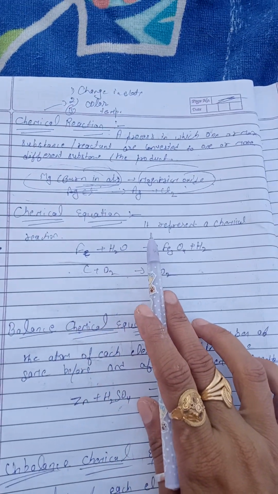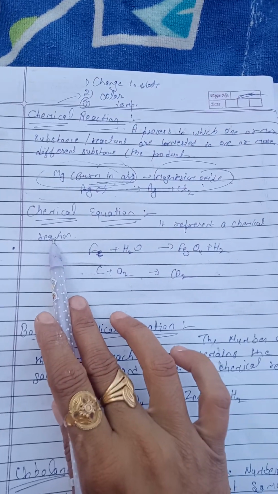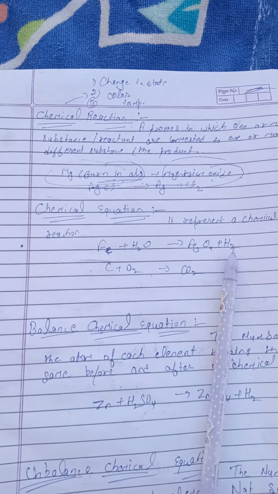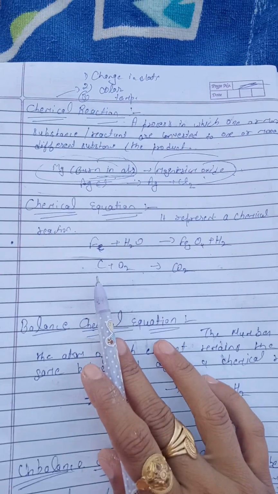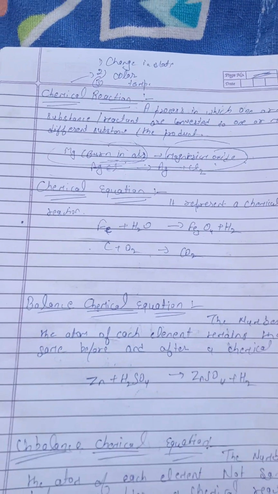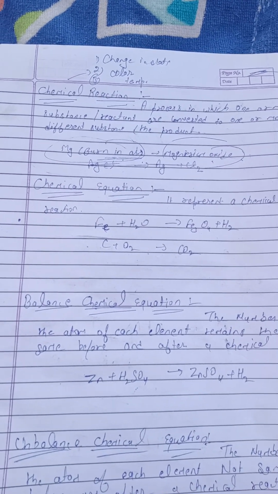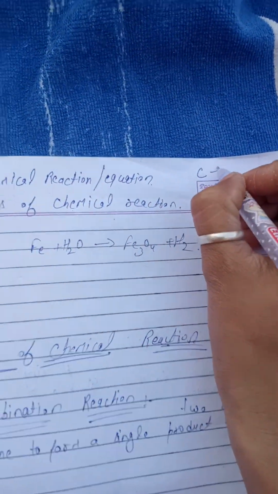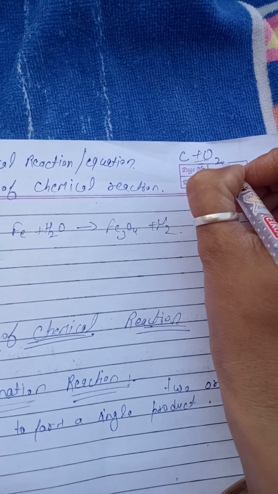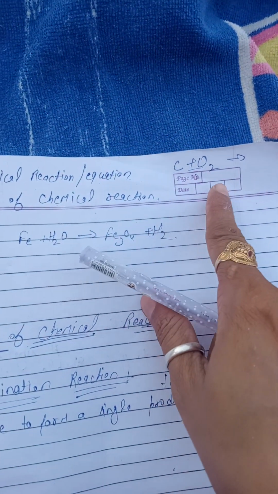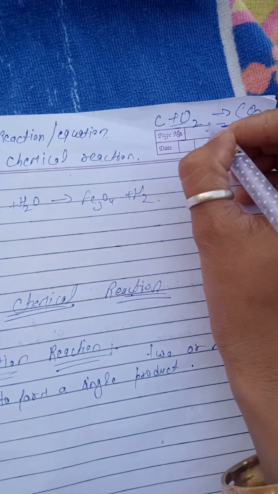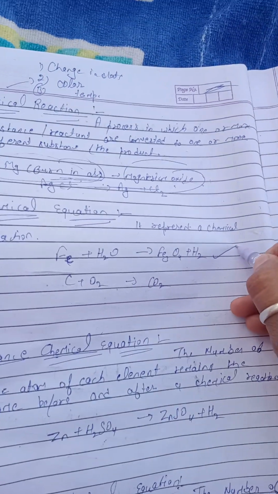Now the chemical equation. It represents a chemical reaction. Here this is the carbon and this is the oxygen. These are the reactants. When two or more reactants are converted into the product, then this is called the chemical equation.